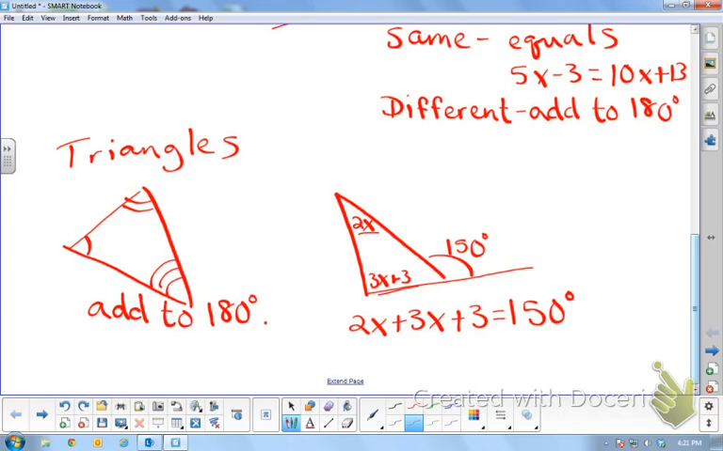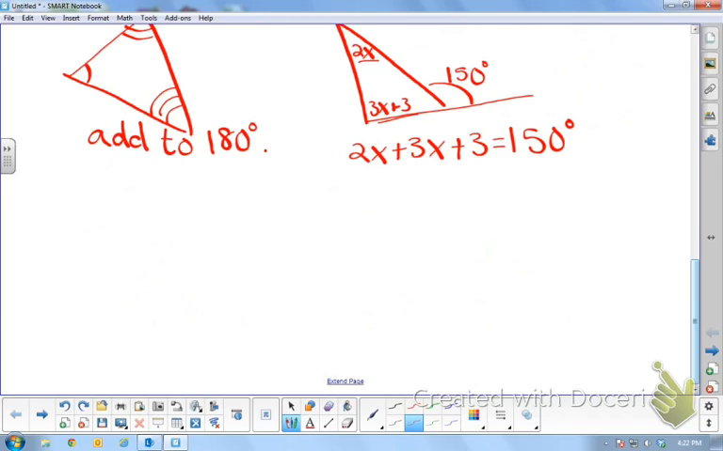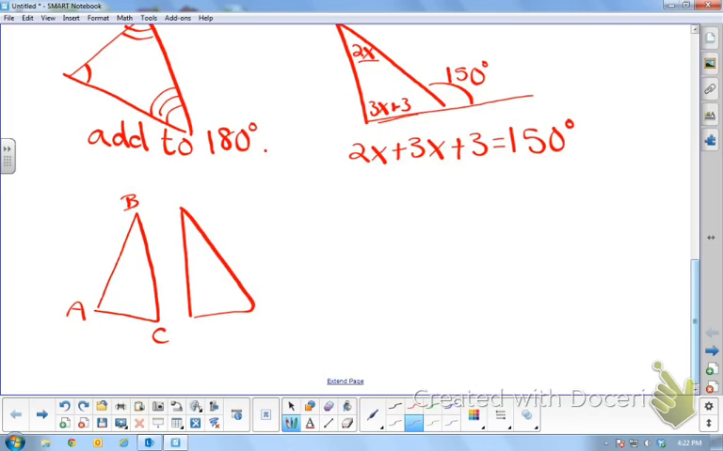The last thing we talked about equation-wise, we did have a lot of equation setups, and that's a big portion of the test, being able to set up these equations and solve these equations. If we had two congruent triangles and I tell you they're congruent, I'd have to state in the instructions, triangle ABC is congruent to triangle SRQ.